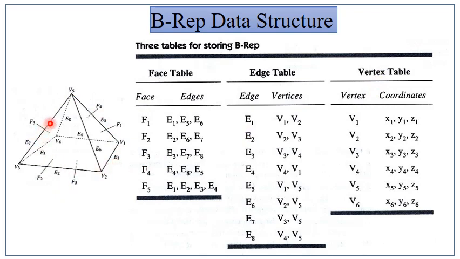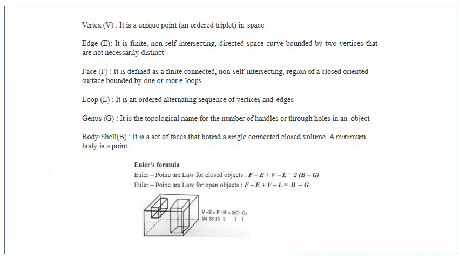So similarly, all the edges and all the faces are formed and plotted against their tables respectively. So vertex, what is meant by vertex? It is a unique point in a space. An edge is nothing but the connection between two vertices. It is a finite, non-self-intersecting, directed space curve bounded by two vertices that are not necessarily distinct.